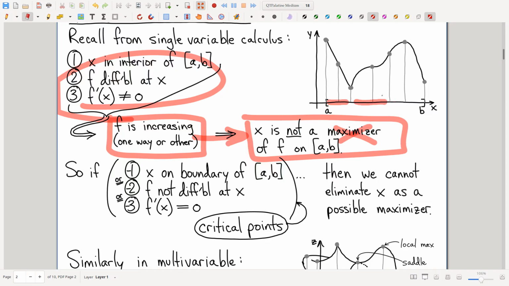None of these points, let's see, wait a second, I missed. Sorry, let's try that again. None of these points I'm highlighting in red could possibly be the maximizer we're looking for. The only points that have any chance at all of being the maximizer we're looking for are points that don't get eliminated, points where one of these conditions fails, and therefore I can't make the argument in the first place. These are what it looks like when one of those conditions fails. There's the boundary points. There's this point where the function fails to be differentiable. There's this point and this point where the derivative fails to be non-zero. In other words, the derivative is 0.